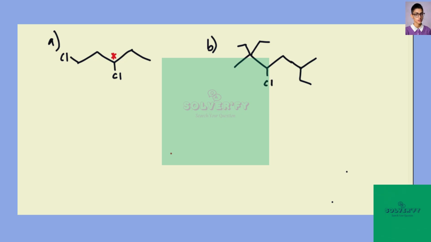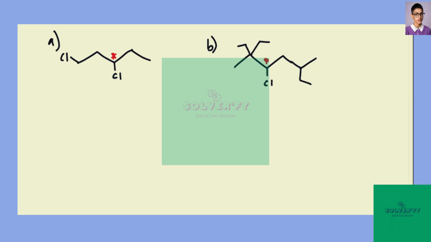Okay, so now we need to determine if there's any chiral centers in here and if this whole molecule is optically active. And you can see that this carbon right there is going to be a chiral center. And the reason for that is it's bonded to a chlorine, a hydrogen, and then 2 very different carbon chains.